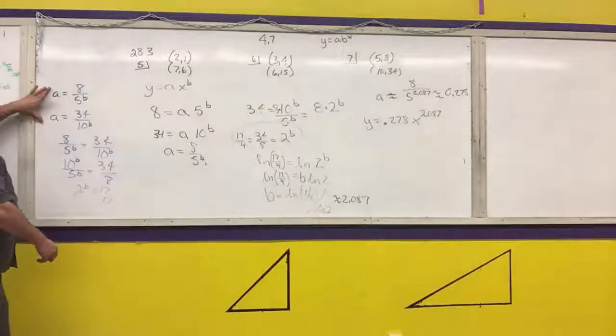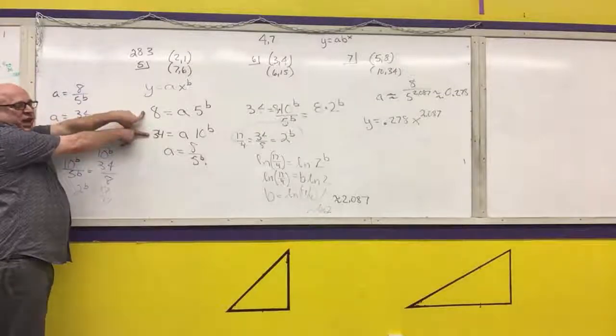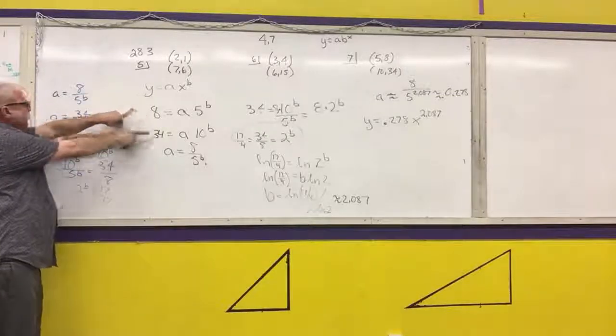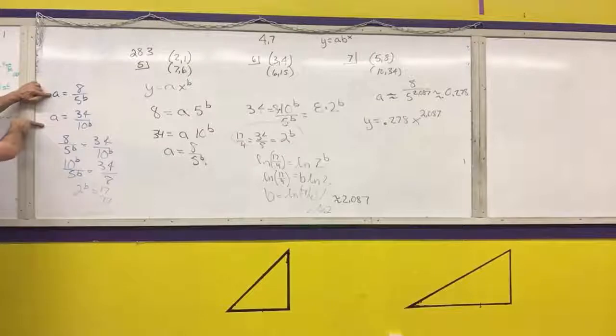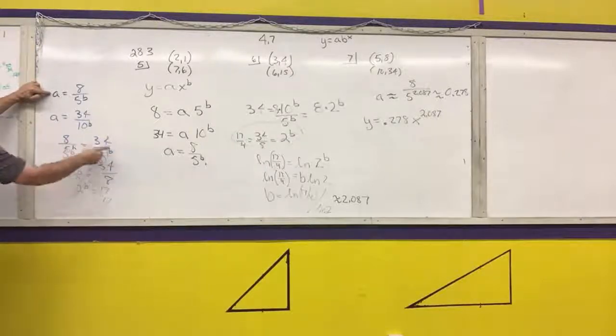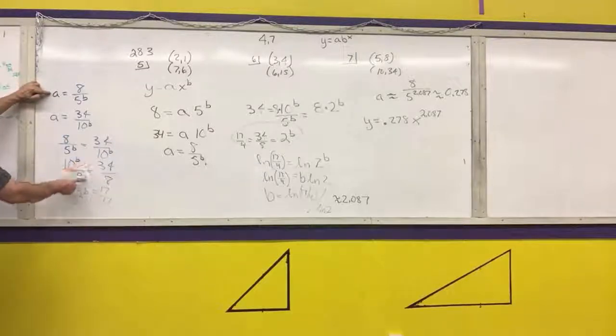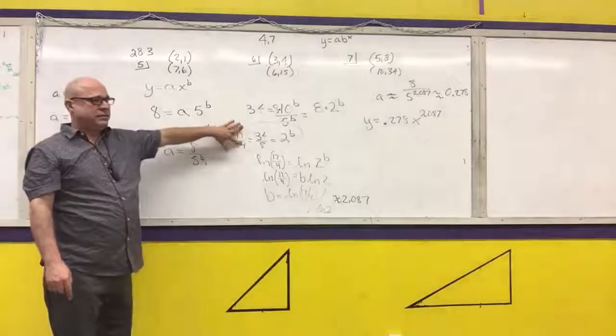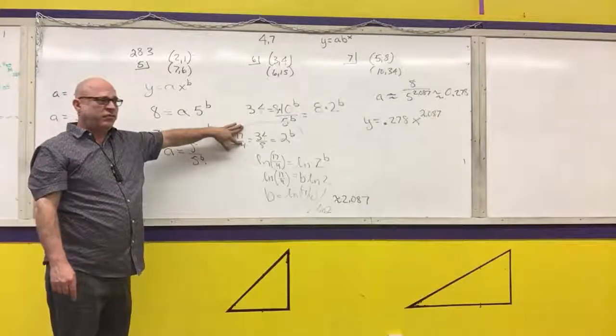The other way to do it is to solve both of these equations for a, then set them equal to each other. If I set them both equal to a, I can then set 8 over 5 to the b equals 34 over 10 to the b. Do my cross, bring the 10 to the b up here and the 8 down here, and I get 10 to the b over 5 to the b is 34 eighths. Simplifying the left, I get 2 to the b. Simplifying the right, I get 17 fourths. So in either case, I get to 2 to the b is 17 fourths.